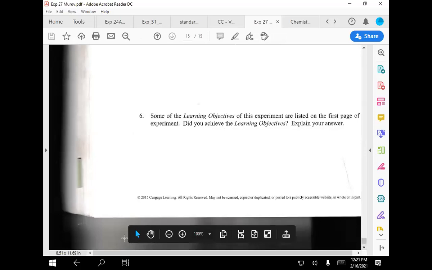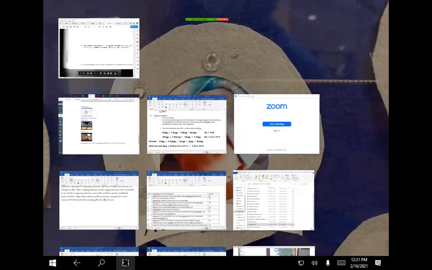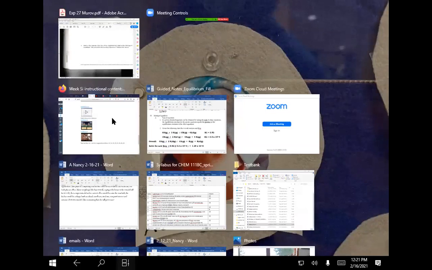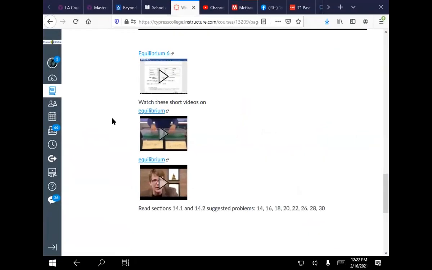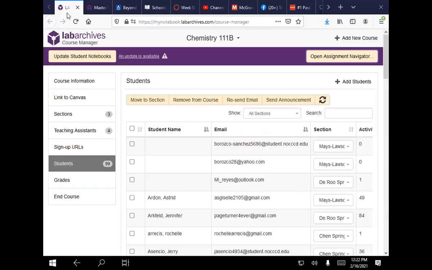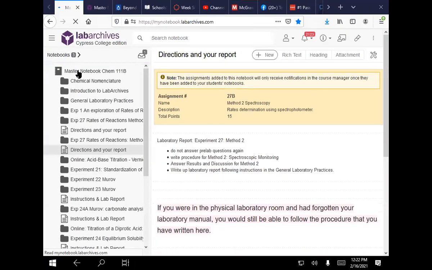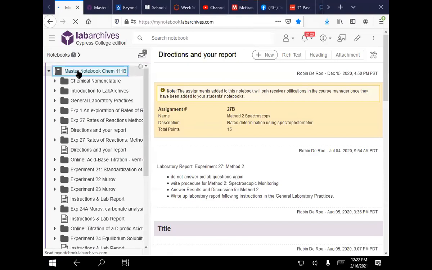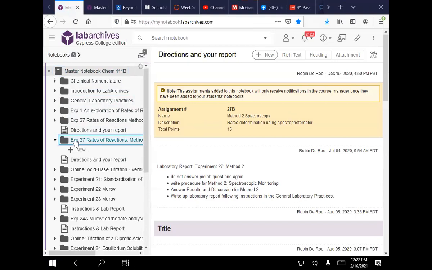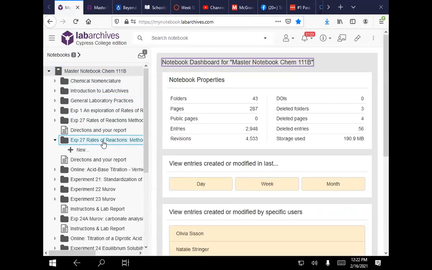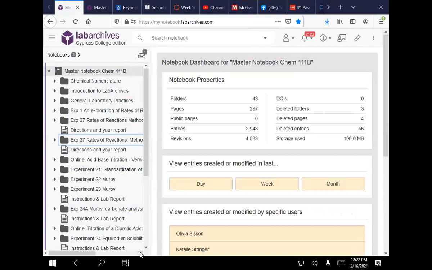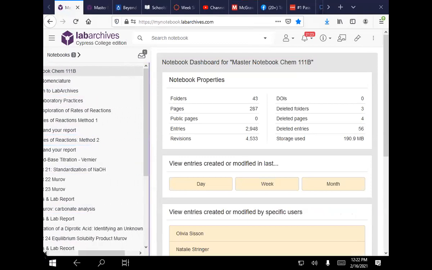I think that's it. Okay, so go to our LabArchives, our electronic laboratory notebook. And let's find it. Where's my master notebook? Okay, so here's my master notebook. And here we go. Okay, so we're on the method 2. Let me see. Okay, there we go, method 2. So that's this week, method 2.